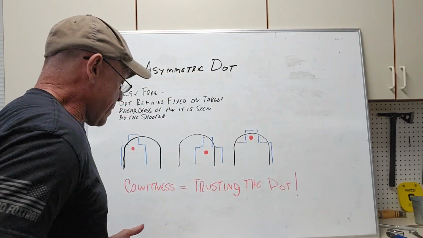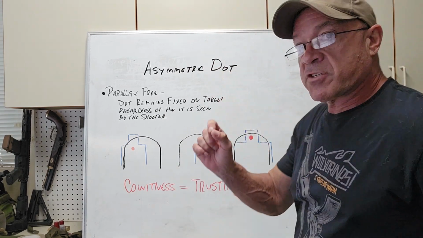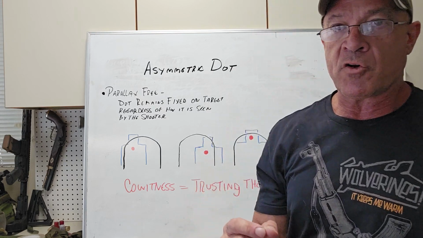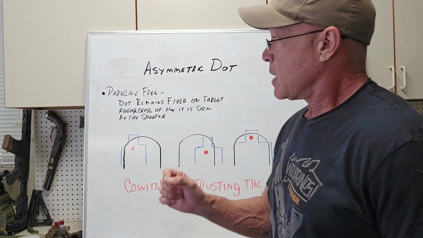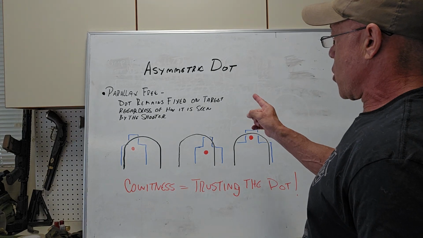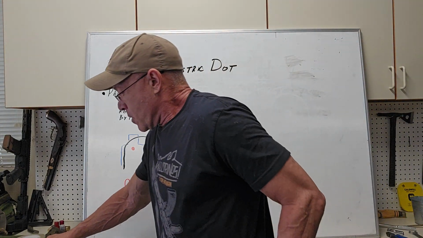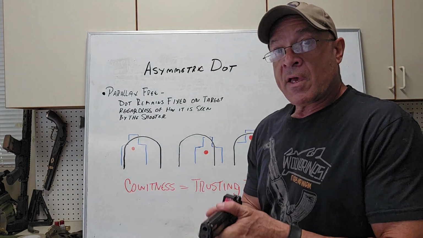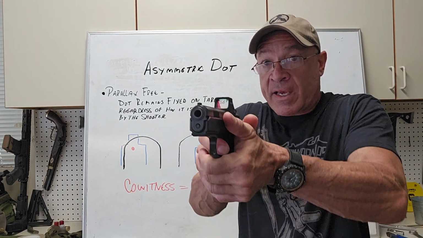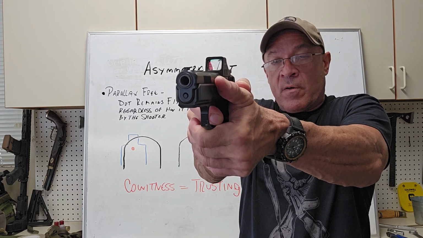Basically, the asymmetric dot is based on a parallax-free optic. Now, you've heard that term many times, I expect. This is what parallax-free means: it means that the dot remains fixed on target regardless of how it's seen by the shooter. What does that mean? Well, if you're standing in a perfect shooting position, shooting a target on the range, you're always going to see that dot in the center of the window.